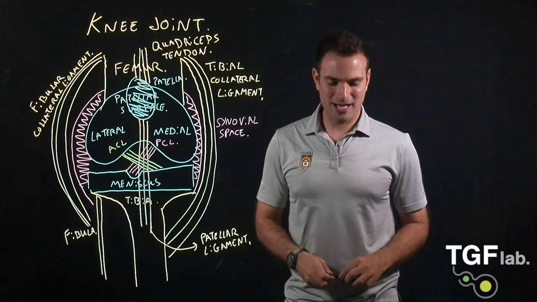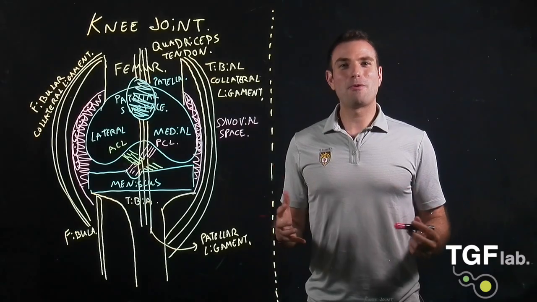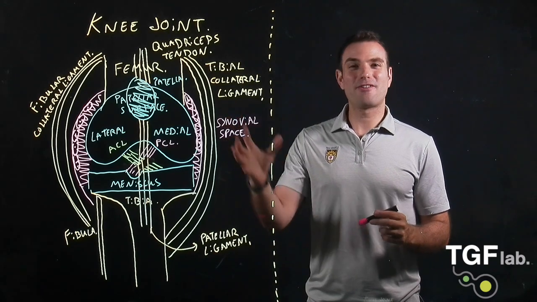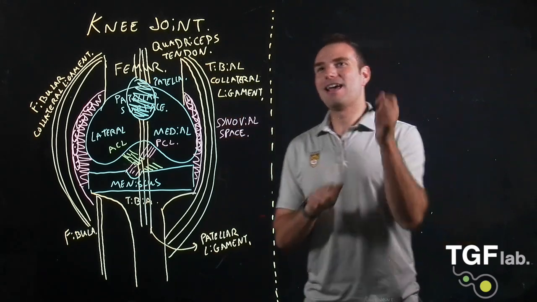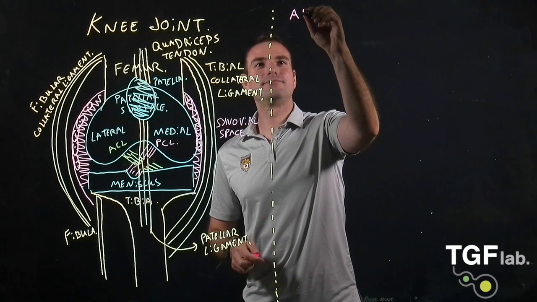Okay, so once that we have looked at the knee joint, now we're going to look at the structure of the articular cartilage. So in the second part of the lecture, we are going to talk about the articular cartilage.